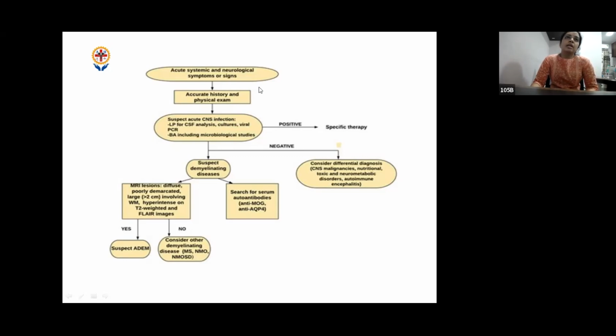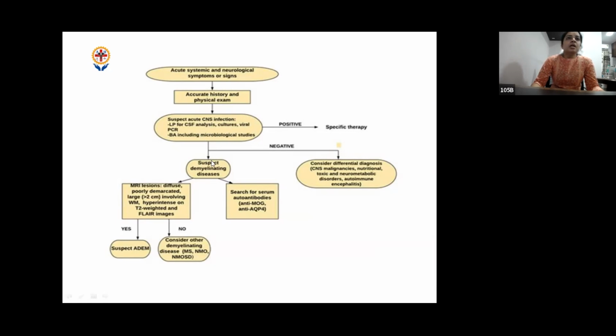So in this child, during the first presentation, there are signs of CNS infection. There are meningeal signs. There is encephalitis. The LP's CSF analysis is suggestive of meningitis, and we could identify the etiology, which is enteric encephalitis. So there is a response to specific therapy, that is IV antibiotics and steroids.